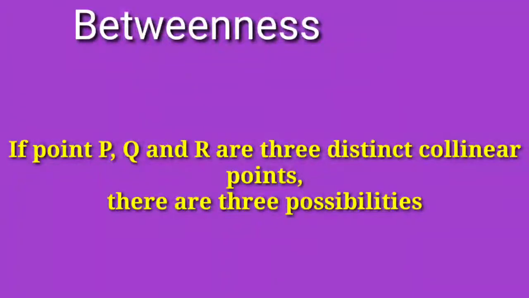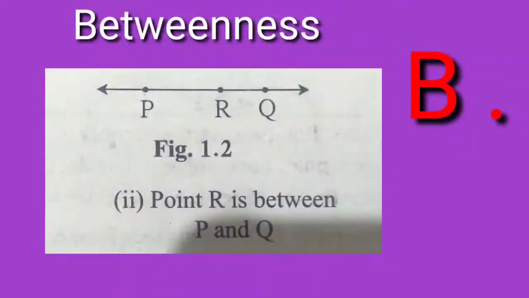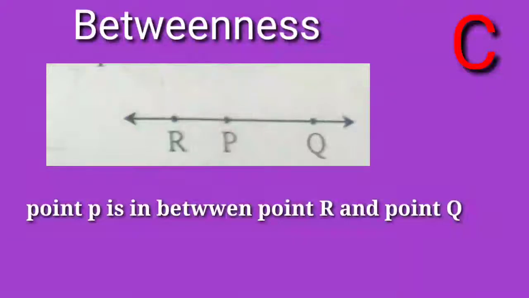Next, we are going to see betweenness. If points P, Q, and R are 3 points, then there are 3 possibilities. From figure A, we can tell point Q is in between point P and R. In figure B, point R is in between point P and Q. In figure C, point P is in between point R and point Q.